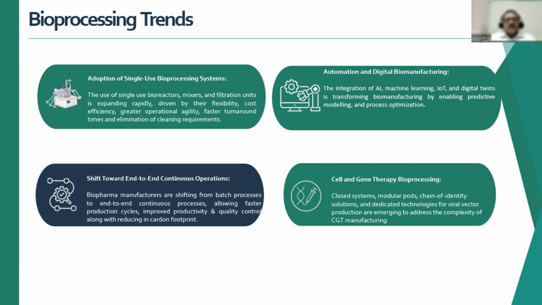So, what are the key trends in the bioprocessing market? One, as mentioned, adoption of single-use bioprocessing systems: the use of single-use bioreactors, mixers, filtration units, bags, tubing, and other consumables across the bioprocessing workflow because of advantages such as faster turnaround time, cost efficiency, complying with regulations, and being safer. These are all the advantages that help the adoption of single-use systems. Second trend is automation and digital manufacturing.